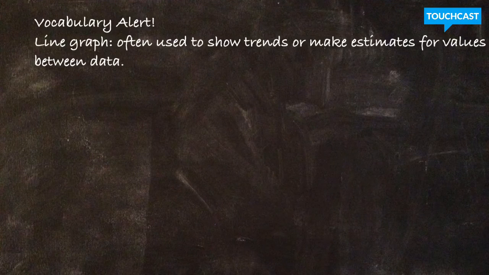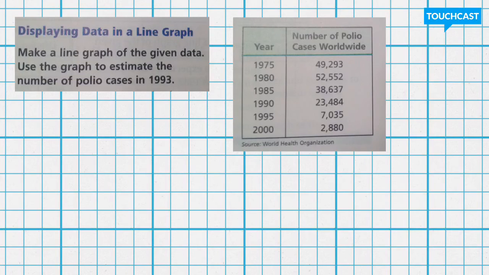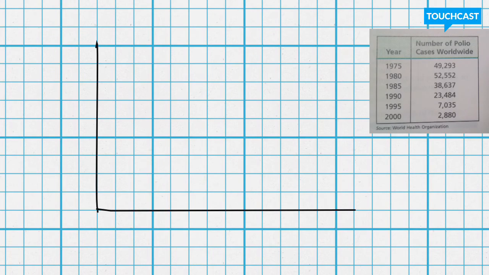Oh, one more vocabulary alert. We've got line graphs, which are often used to show trends or make estimates for values between data. Alright, so we don't need to make a frequency table for a line graph, but we do need to make a line graph for the table, the given data, and then we are going to use that graph to estimate the number of polio cases in 1993. So we have some data. Let's make that graph.